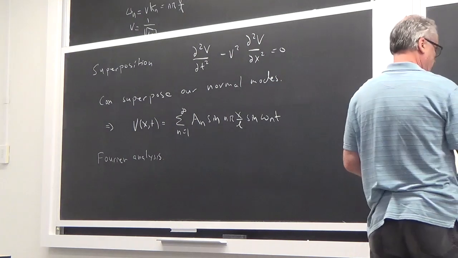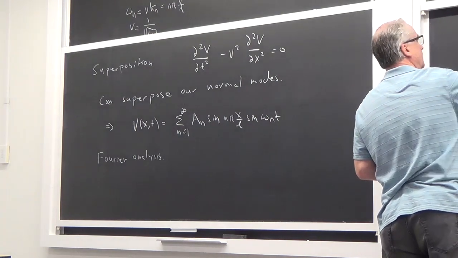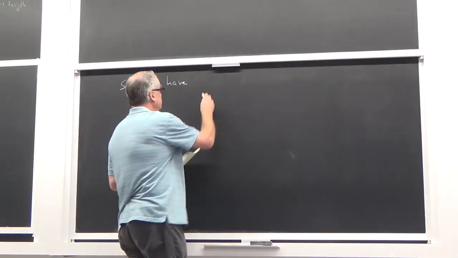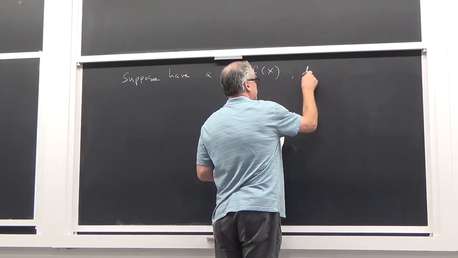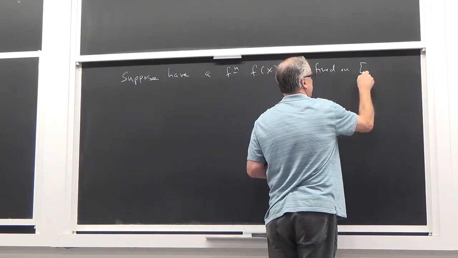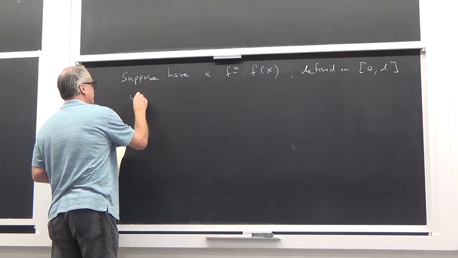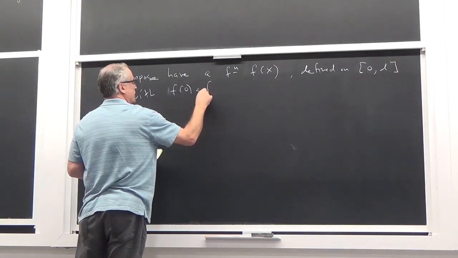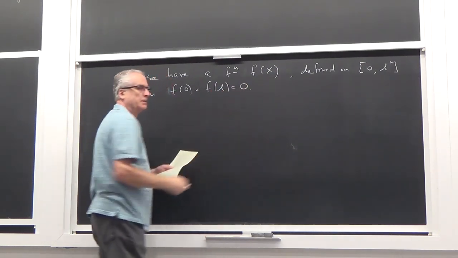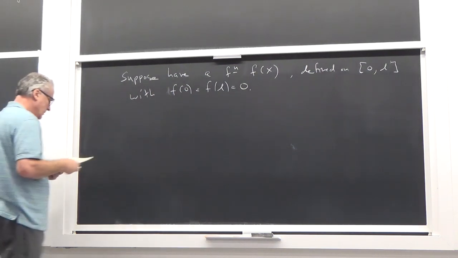So let's do this in general. Suppose we have some function defined on the interval from 0 to L, with the boundary conditions that f of 0 equals f of L equals 0. So the same boundary conditions as we've just been using.